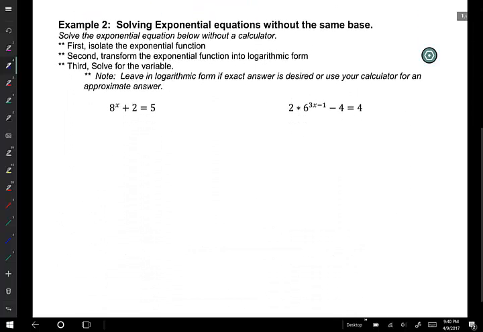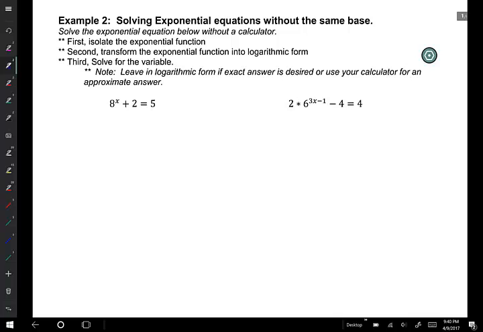Here, we're asked to solve an exponential equation without the same base. So first thing, as before, we're going to isolate the exponential function. So we're going to subtract that 2 and get 8 raised to the x equals 3. Next, we're going to try to change this to the same base, but we can't. 8 is only 2 cubed, 3 is 3 to the first, so it can only be done, therefore, as a logarithm.